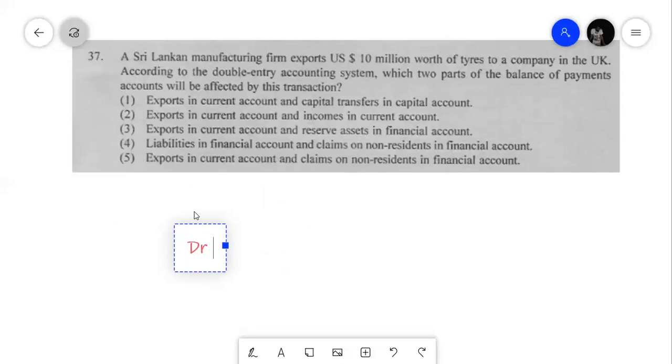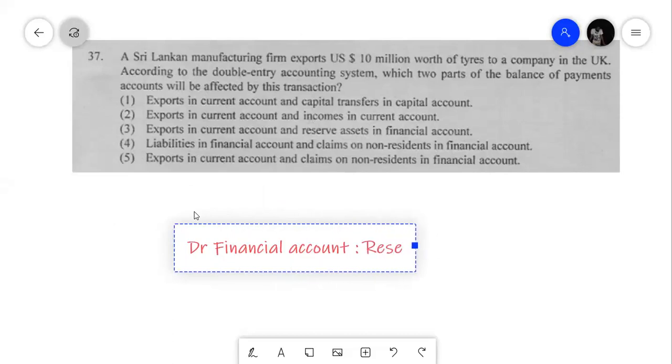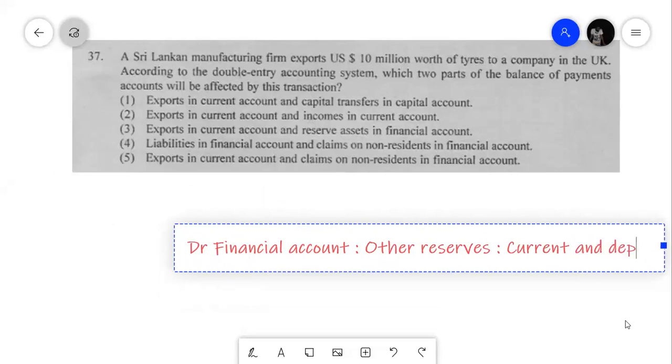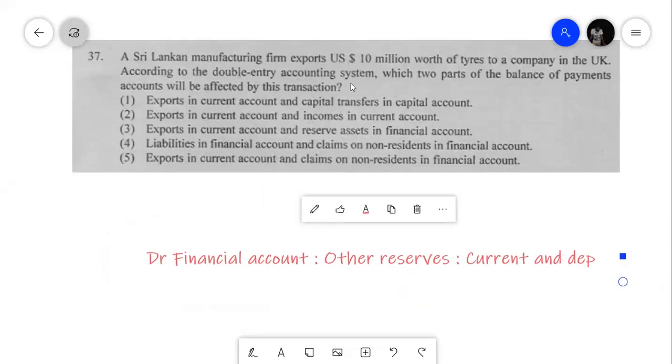It's a debit, financial account, right? Under reserves, under other reserves. I'm showing the whole thing. Under other reserves, you have something called currency and deposits. That account is debited, right? That's where it goes. Then what are we doing?